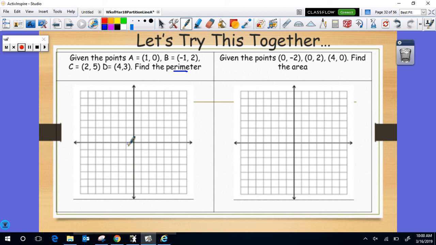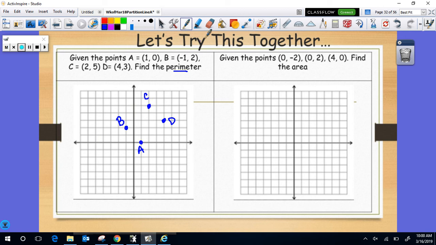So I'm going to apply all the points. So I get 1, 0, which is A. And then we get -1 and 2, which is B. And then we get 2, 5, which is C. And then we get 4, 3, which is D. So this was C and this was D.